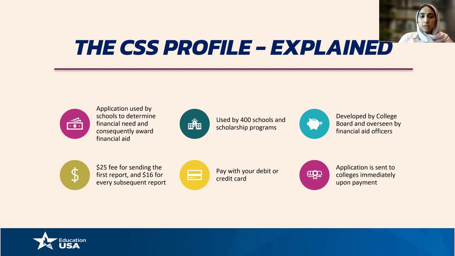Again, a reminder: you do need to pay a $25 fee for sending the first report and then $16 for every subsequent report. The CSS Profile is accepted and used by 400 schools and scholarship programs. When you pay, of course, you cannot pay with cash; you pay with your debit or credit card. As soon as you make this payment, the application is sent to colleges.